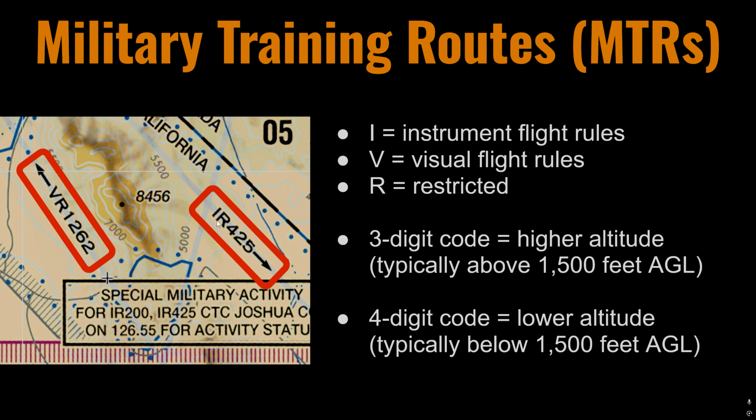I stands for instrument flight rules. V stands for visual flight rules. The R stands for restricted. Now, getting down to the number is a little bit more of a coding here.